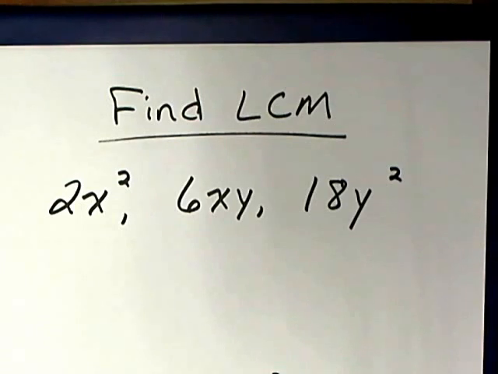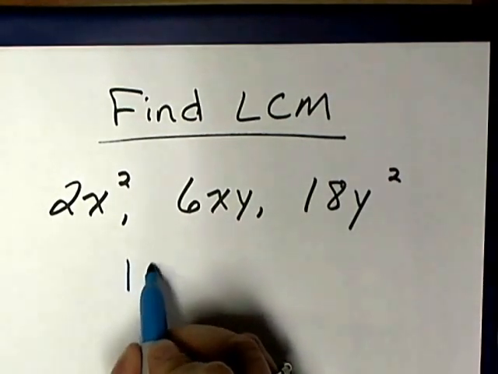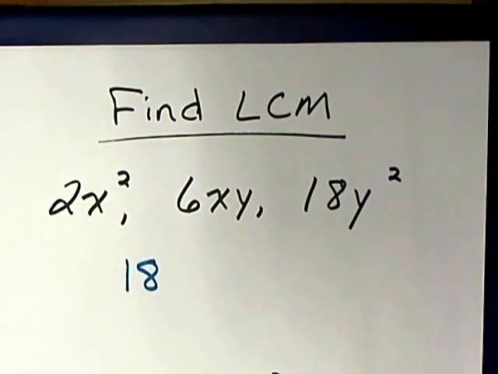Okay, so a common multiple is going to be equal to or greater than your largest number. Our largest number is 18, so the common multiple is going to be 18 or higher. Oh, 18. Well, 18's even, so it divides 2. 18 also divides 6, so actually 18 is the common multiple for our numbers. Now we look at our variables.